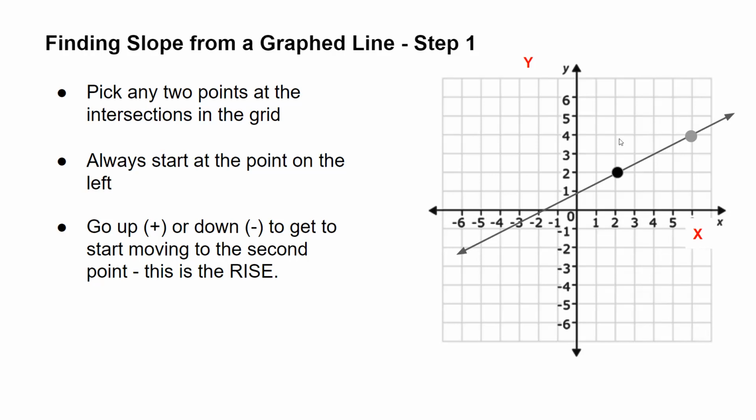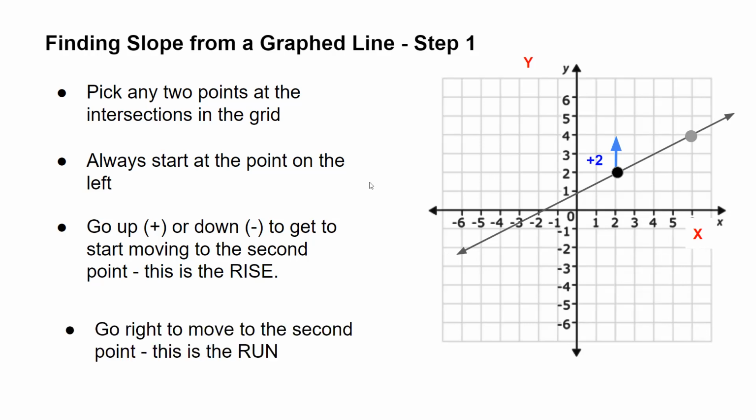And if we go up, we're going to think of this as a positive slope. If we have to go down, we're going to think of this as a negative slope. In this first step, we are finding the amount of rise. So graphically, that's how it looks. To get to the point on the right, we have to go up, and we went up 2 units. We're counting the number of units that we went up. So plus 2, that's our rise.